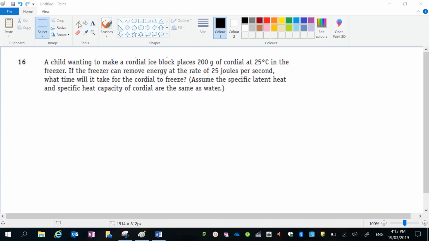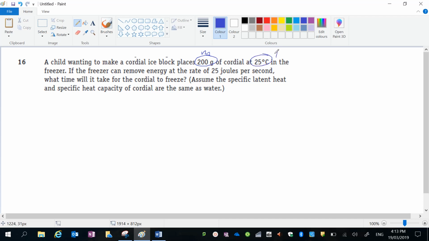Question 16 from the heat topic. A child wanting to make a cordial block places 200 grams, that's a mass, of cordial at 25 degrees Celsius in the freezer. If the freezer can remove energy at the rate of 25 joules per second, what time will it take for the cordial to freeze? Assume the specific latent heat and specific heat capacity of cordial are the same as water. So basically water we're dealing with here.